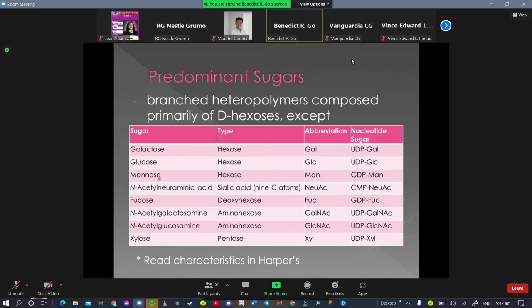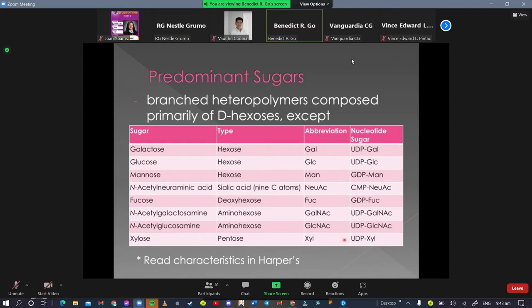Of course, your dehexoses are your galactose, glucose, mannose. You already know that from the previous unit. And you also have N-acetylneuraminic acid. You have your fucose. Then you have these other derived monosaccharides like your aminohexoses or your hexosamines and your 5-carbon sugar like your xylose.